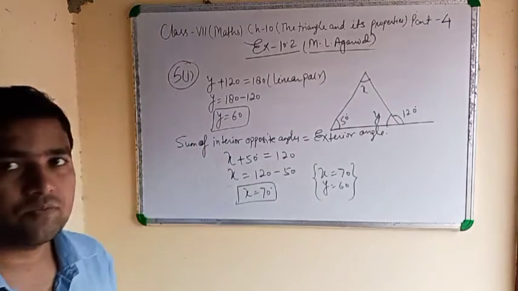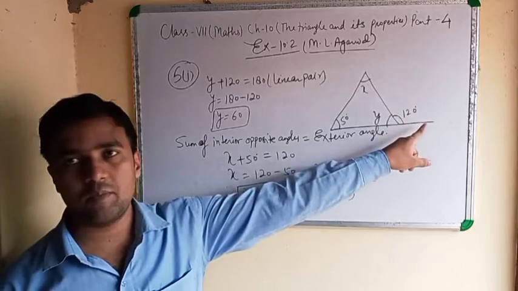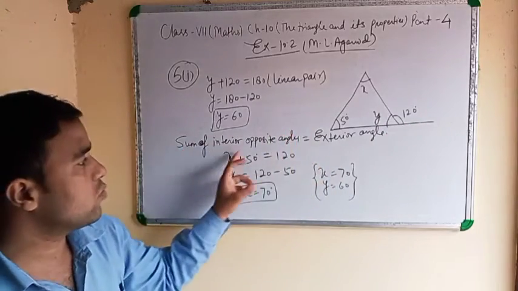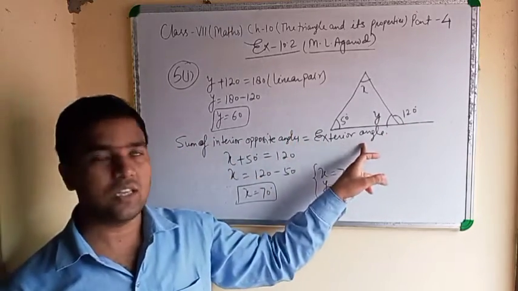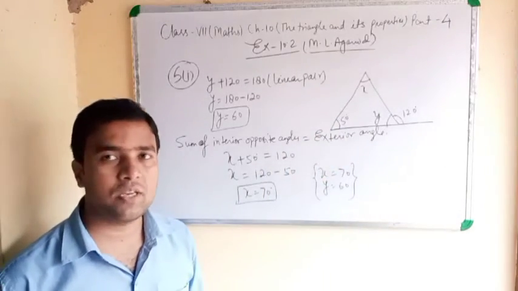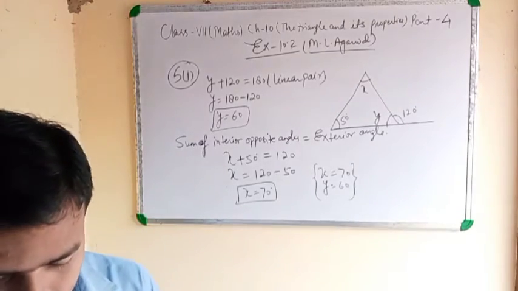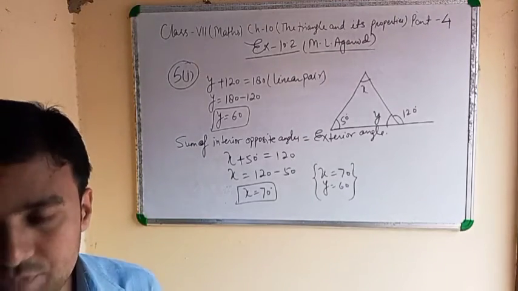This is the value of x and y. Means y you have to find by linear pair. Clear? Sum of two interior opposite angles equal to exterior angle. x plus 50 equals 120. x equals 120 minus 50, x equals 70. Note down. And the rest two parts you can do.